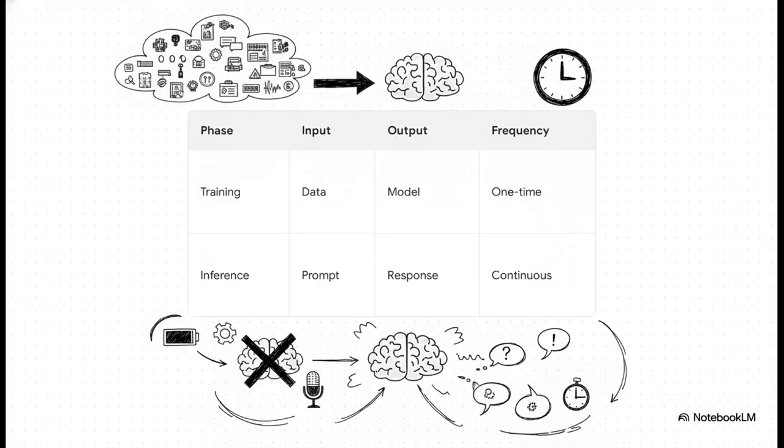And here is the absolutely crucial distinction to keep in mind. During inference, the AI actually stops learning. Learning requires immense computing power. So by essentially freezing its neural pathways after training, the AI can deliver rapid, highly efficient, and consistent answers to your prompts without breaking a sweat.